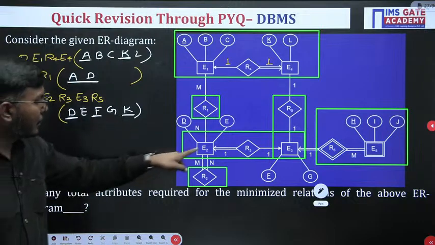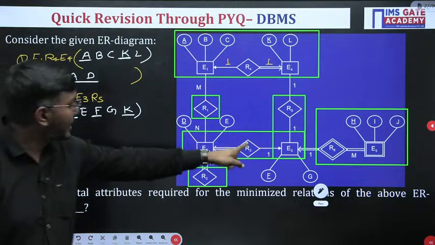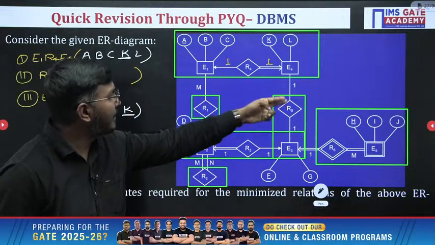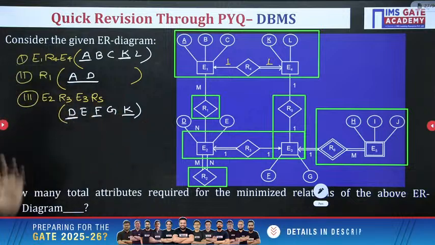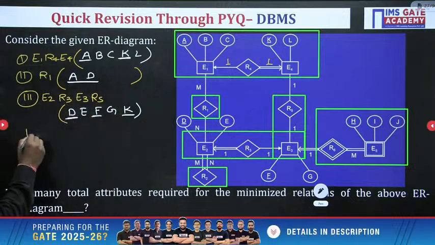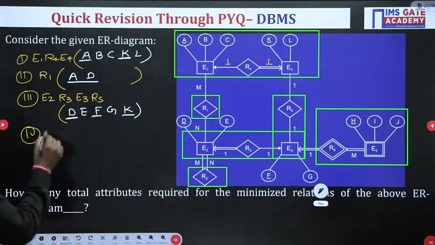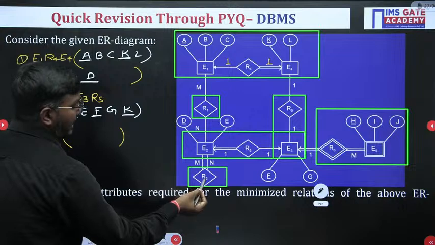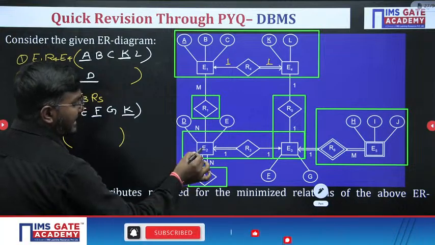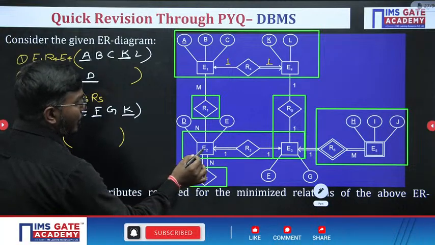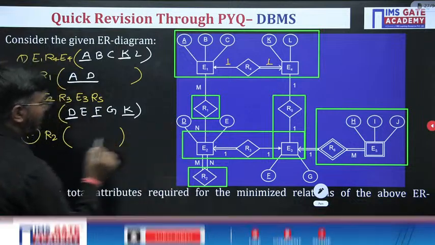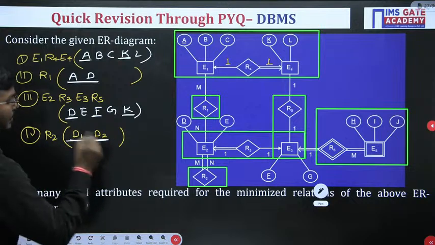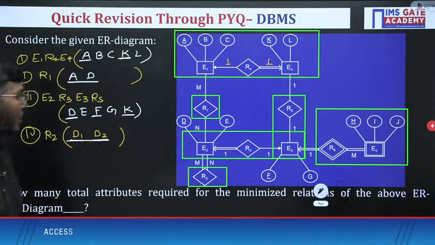Understood? So from E2 it will take 2. R3 we don't have any attributes. E3 has 2 attributes, F and G, and R5 will bring the key attributes. So how many? 5 attributes. Done? Now the fourth one is R2. How many attributes? It will take the key attributes from the self entity set. From E2 it will take the key attribute D, so I can say D1 and D2, and both combined form the key attributes.